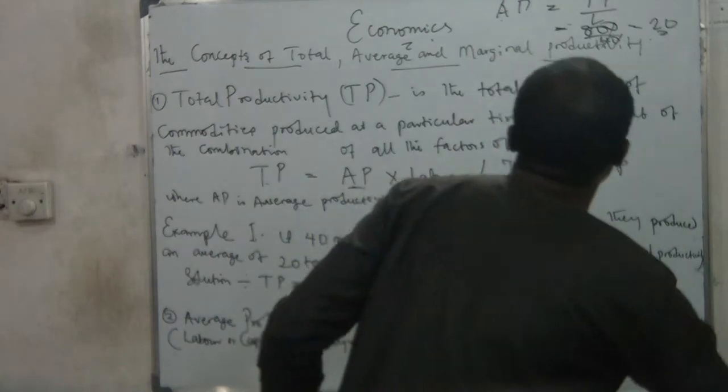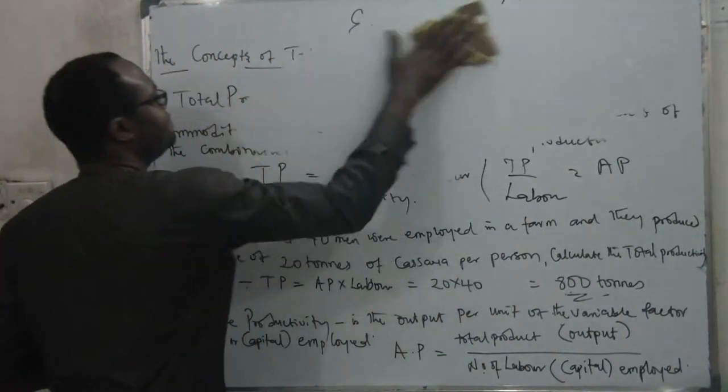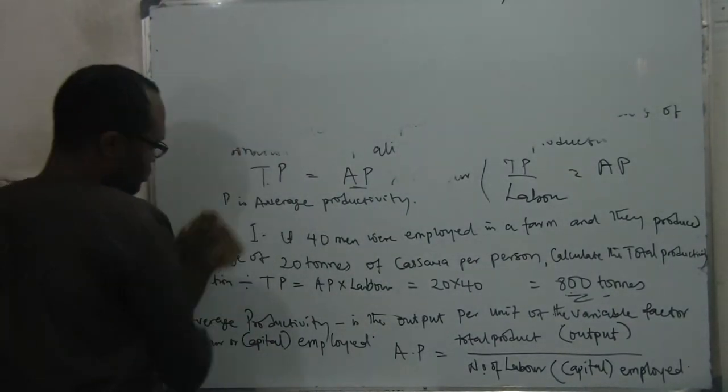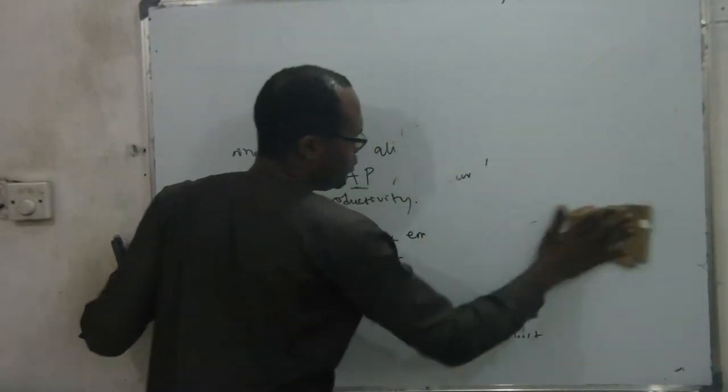So now we are going to look at another example. We are going to look at another example, and it says, if 3,000 tons of cassava were produced, they are harvested by 60 men on a daily basis. Calculate their average output.